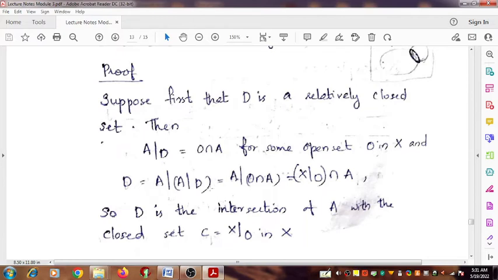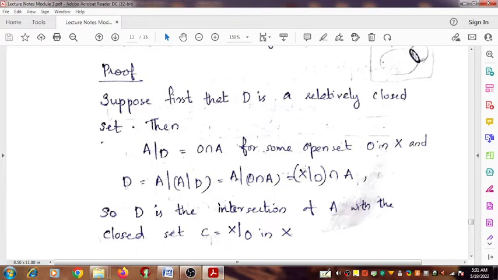And now we can write this as A minus (O intersection A). Why? Because we know that A minus D equals O intersection A. Here we have that, so it's substituted here. So A minus (O intersection A), and that can be written as X minus O, intersected with A.